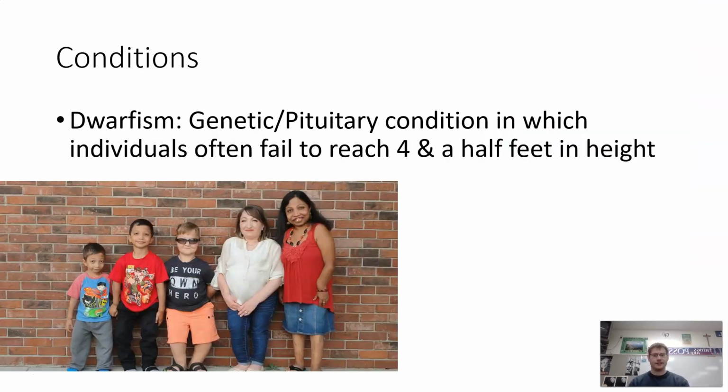Dwarfism, it's also a genetic or pituitary condition in which individuals often fail to reach 4.5 feet in height. So the body isn't producing enough growth hormone, and so they're kind of stunted with growth.